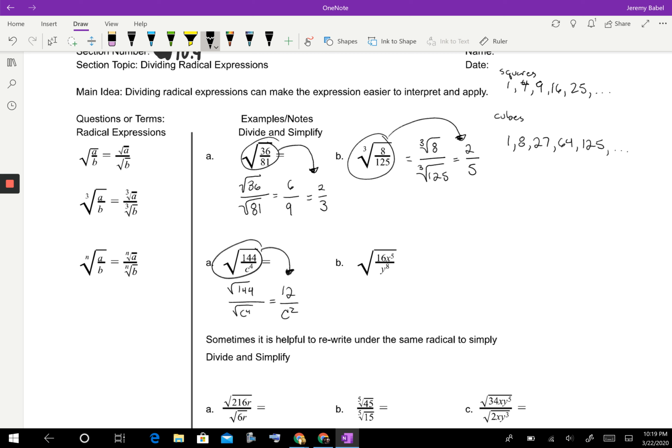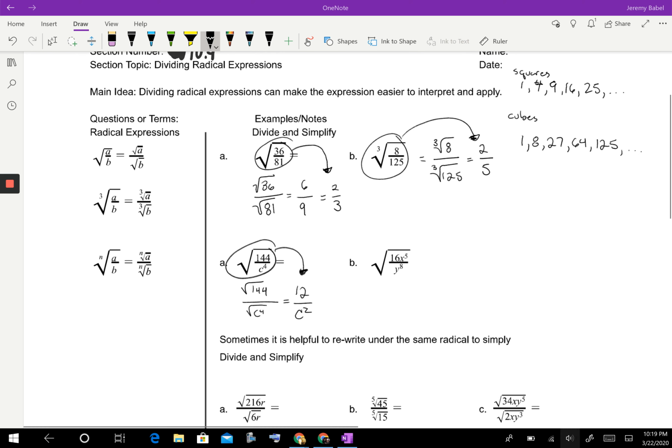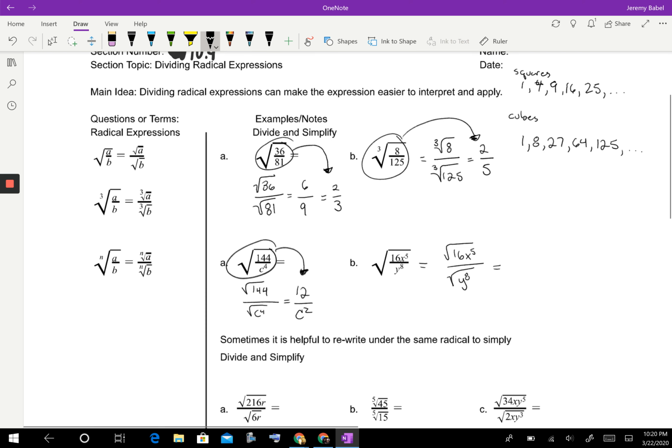Keep going here. This one isn't going to simplify quite as nicely as the other one. There might be something left under the square root, but still, we can split that square root and write it as the square root of 16 x to the 5th divided by the square root of y to the 8th. And then the square root of 16 is 4.